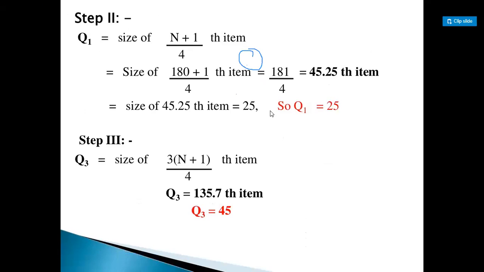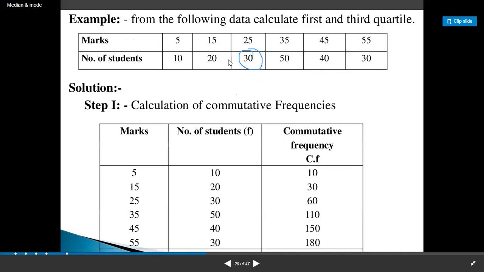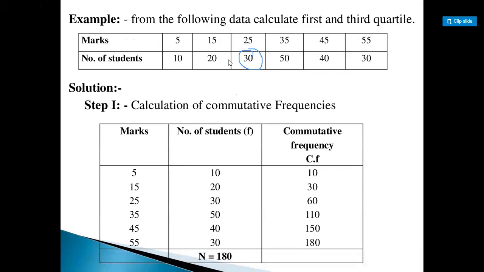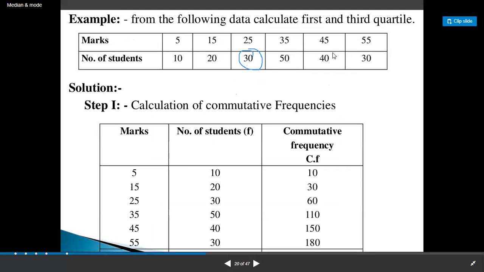The size of the 45.25th item is 25, because we can see here that it comes under the cumulative frequency of 30. 30 is less than that, then 60 is more than 45.25. So the nearest value of 45.25 is 60, and we can say that Q1 is 25.